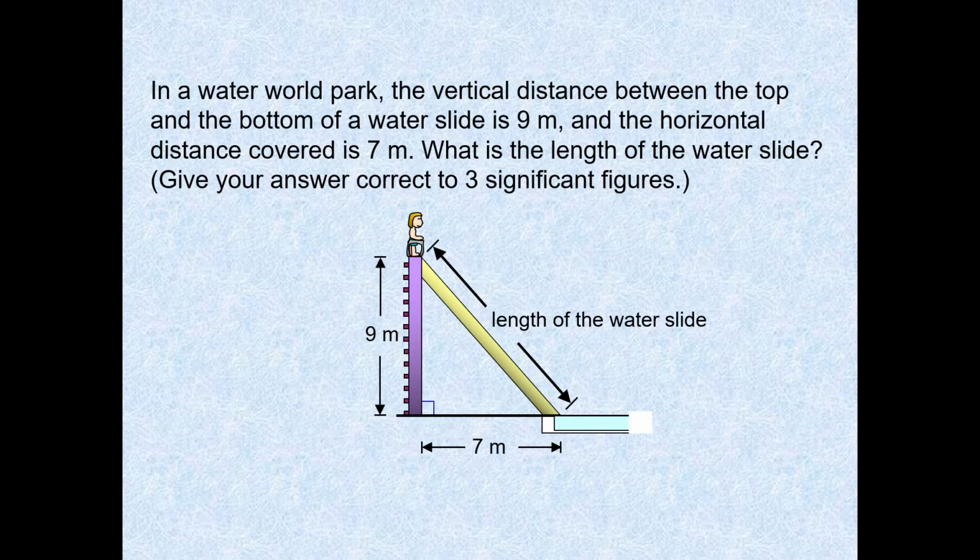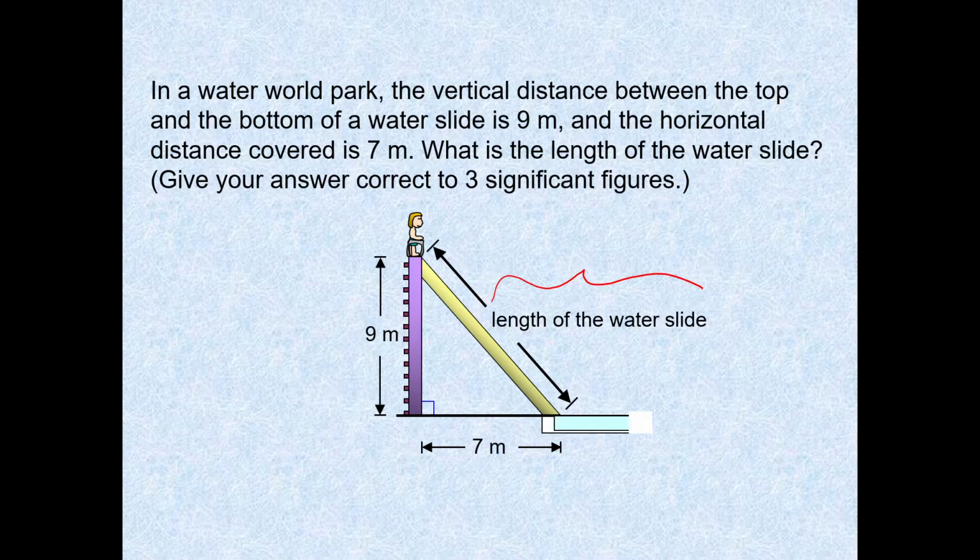So now, example 1. In the water wheel part, the vertical distance between the top and the bottom of a water slide is 9 meters, and the horizontal distance covered is 7 meters. What is the length of the water slide? Give your answer correct to 3 significant figures.